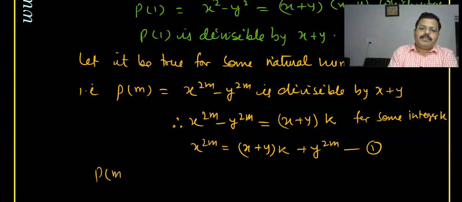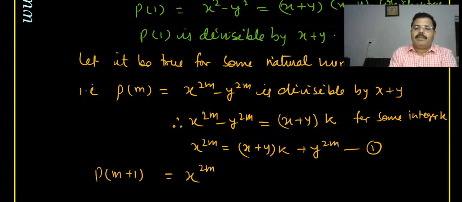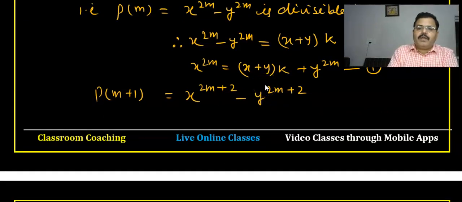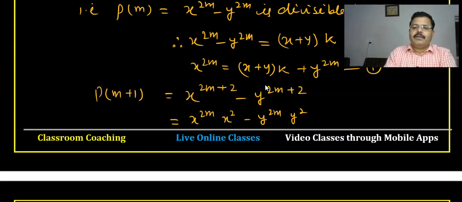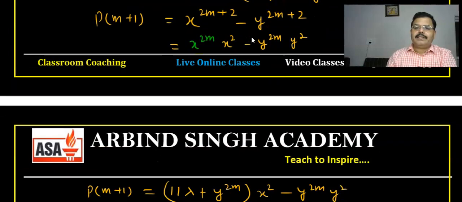Now pm plus 1 must be equal to x to the power 2m plus 2 minus y to the power 2m plus 2. In place of m, I'll write m plus 1, so multiply by 2, it will be 2m plus 2, and similarly y to the power 2m plus 2. So that can be written as further x to the power 2m x square minus y to the power 2m y square. Can I write like this? Okay. Now, why I have written like this? Because I want to use this one, isn't it? This value I want to place here.